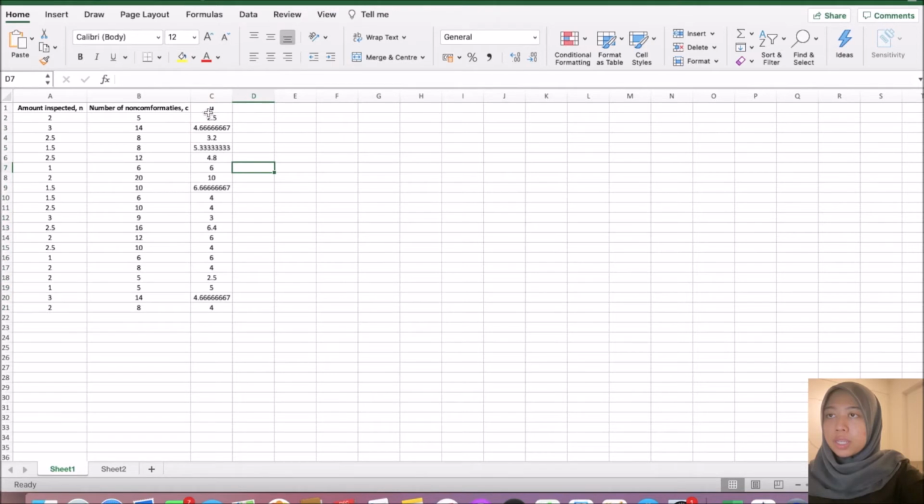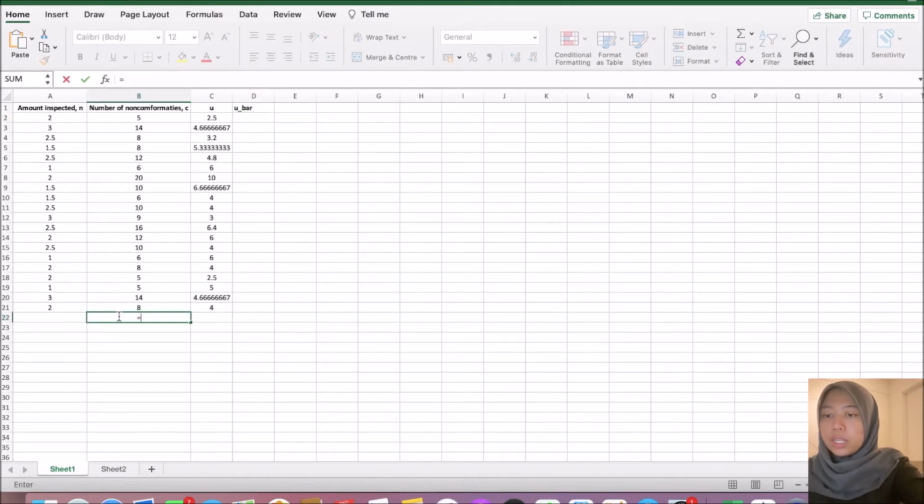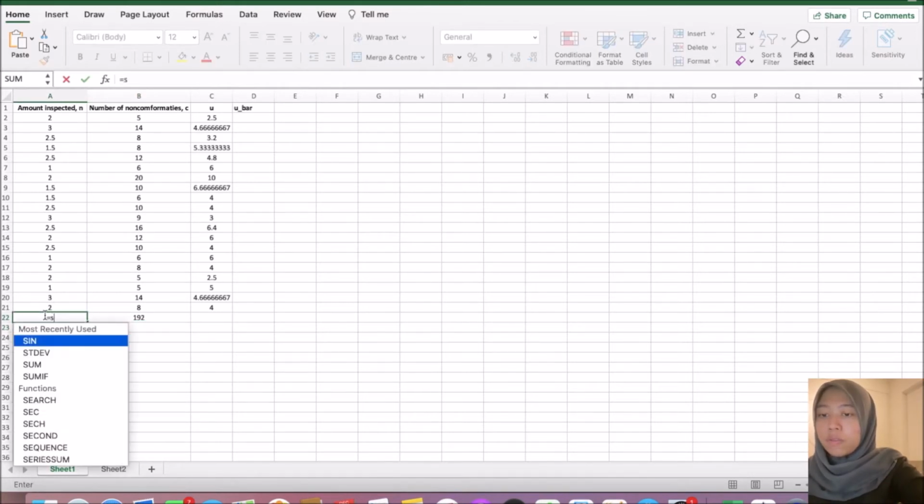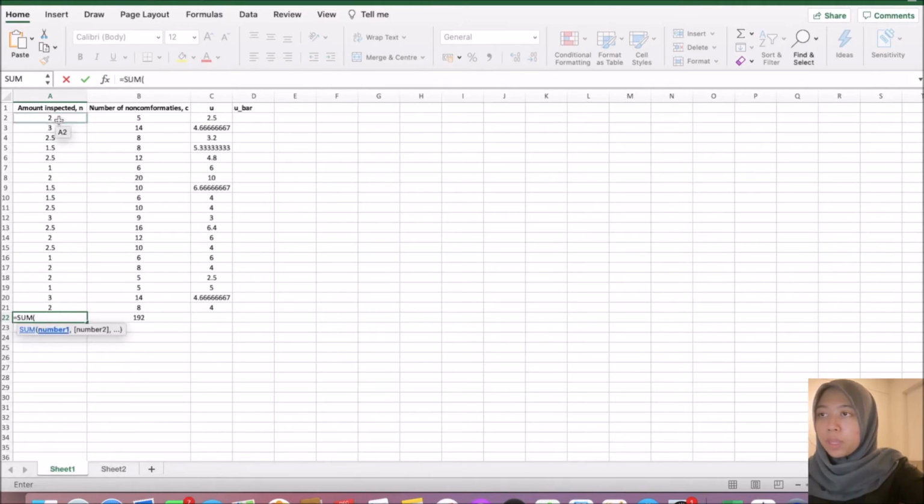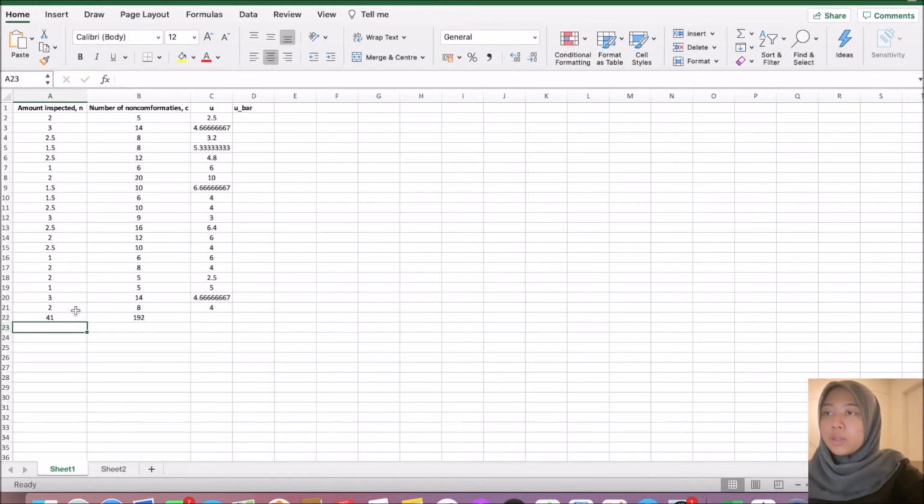And then next, for the U bar, U bar is the total of C divided by the total of N. So we need to find the total of C first, equals sum. Click on that and then drag it, and then we have the total of C. Then we need to find the total of N, sum. Drag that and close bracket. Okay, now we have the total of C and N.